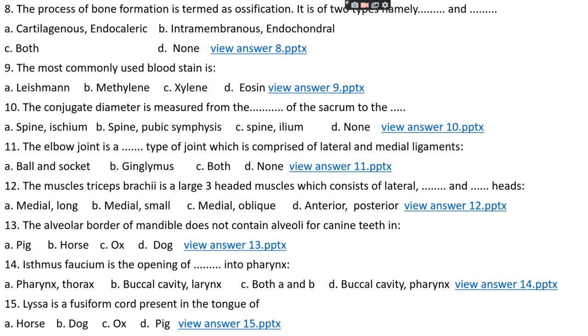Question number 8. The process of bone formation is termed ossification. It is of two types, namely dash and dash. Option A, cartilaginous and endocaloric. Option B, intramembranous and endochondral. Option C, both. Option D, none. The right answer is option B, that is intramembranous and endochondral.